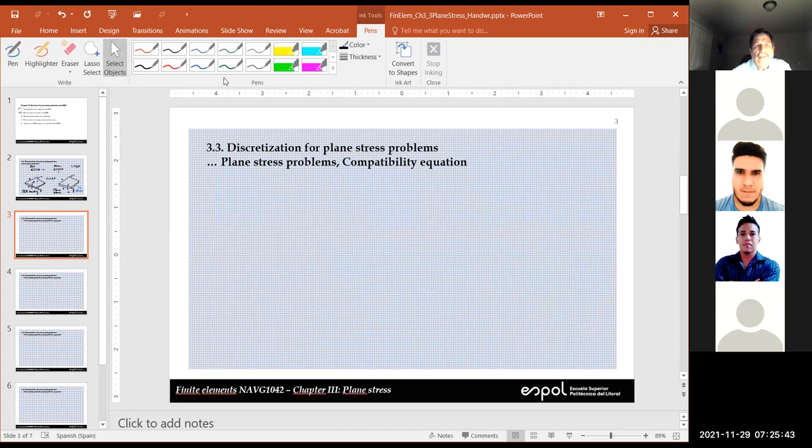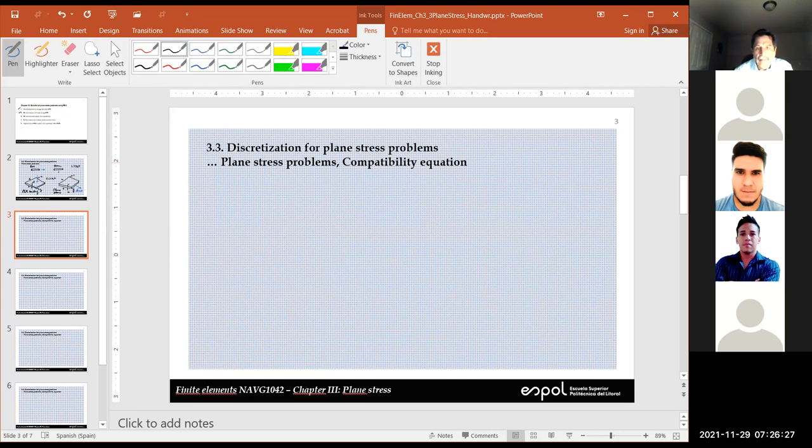We're going to deduce this equation that we call a compatibility equation. The reason is that when we work with plane stress problems, we usually introduce the definition of a function that we call an Airy stress function. Once we do that, the equilibrium equations are automatically satisfied. Since those are satisfied, we need another equation to solve these problems, and that equation is what we call the compatibility equation. So that's what we're going to deduce.